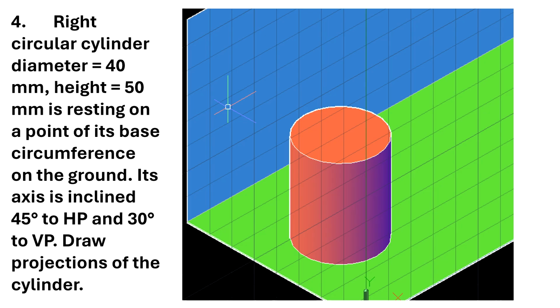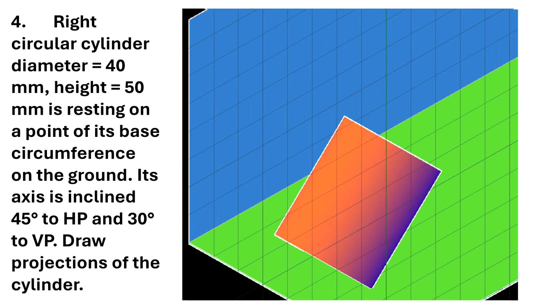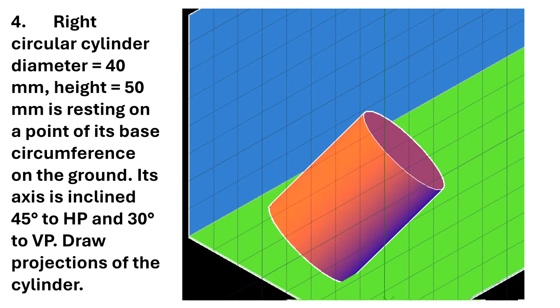Then I need to make the axis 45 degrees to the horizontal plane. So I incline the solid, and it will be resting on its circumference on the horizontal plane. Now the axis is parallel to the vertical plane. I need to rotate it in such a way that the axis makes 30 degrees with the vertical plane. So this will be the final position of the solid.